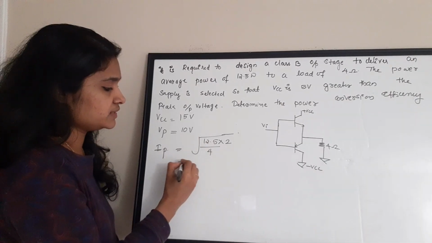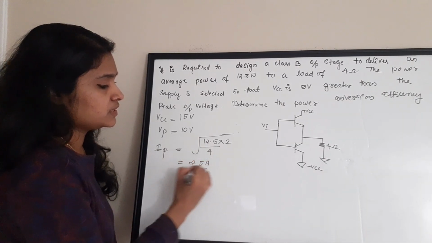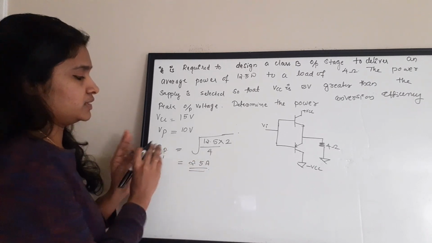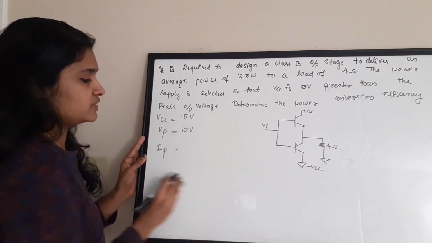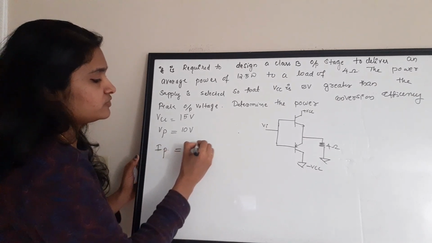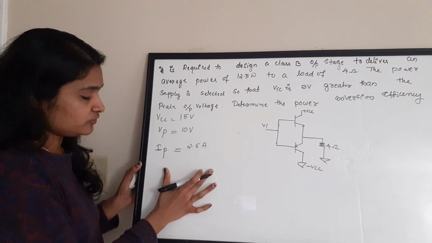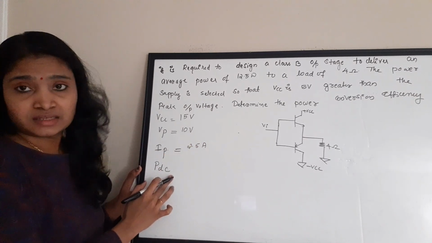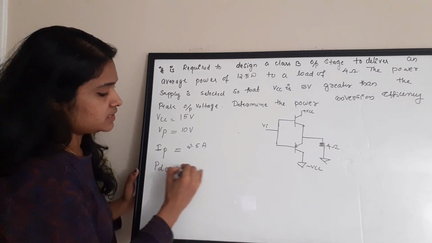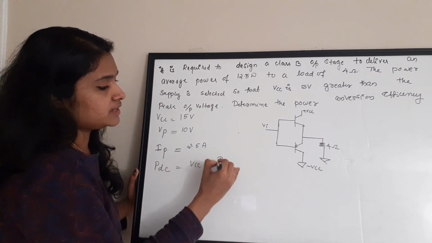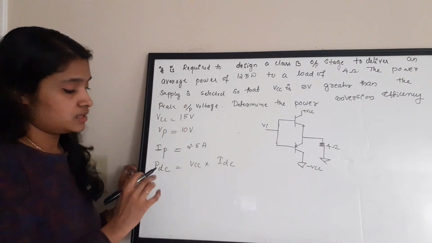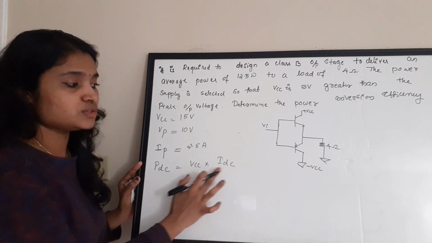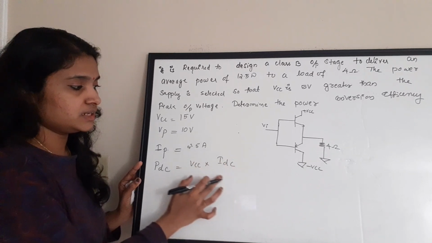If you solve this sum, you will get the value as 2.5 ampere. So this is the peak value of your current. It is output current. Okay, I am going to write it here, 2.5 ampere. IP is equal to 2.5 ampere. Now, we need to find the DC power, PDC. Okay, PDC is actually VCC into IDC. Okay, this is the input power or PDC. It is equal to VCC into IDC. So, for that we need IDC.